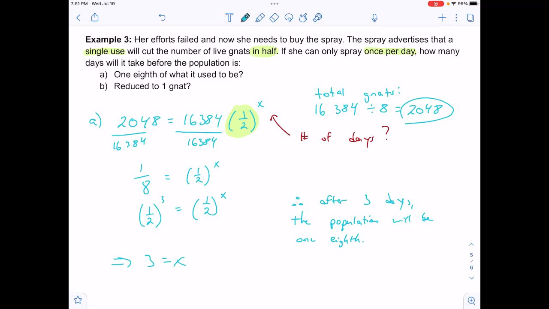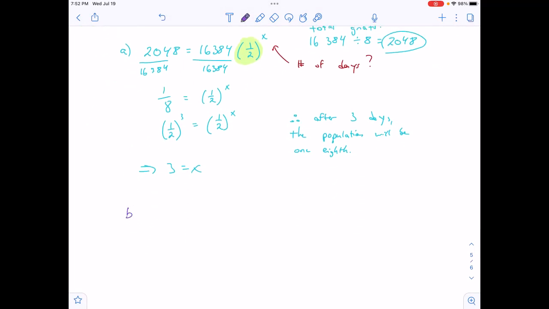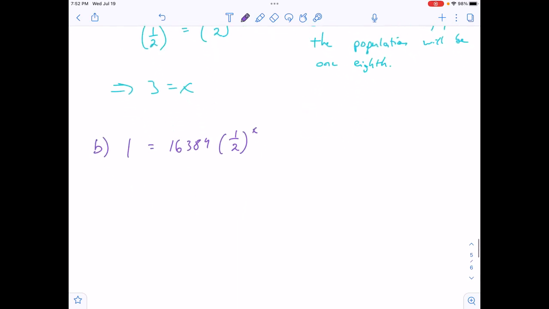Question B is asking, how many days is it going to take for us to get to 1 gnat? That would be remarkable. Okay? We're going to use the same formula because it's the same thing. We're still starting with 16,384, still being cut in half, still need to figure out how many days. Okay, this time, however, we only want there to be 1.